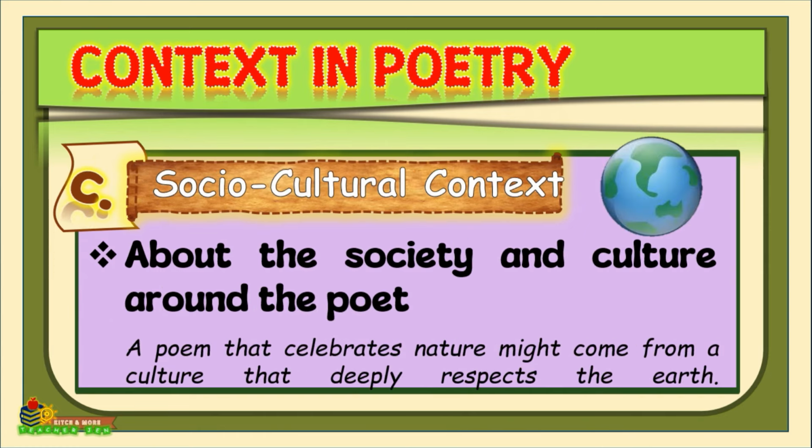And the last one is socio-cultural context. It's about the society and culture around the poet, their values, beliefs, customs, and community. A poem that celebrates nature might come from a culture that deeply respects the earth, or a poem challenging tradition might reflect a changing society. You ask, what beliefs or traditions might the poem be reacting to? How might different readers understand it based on their own culture?